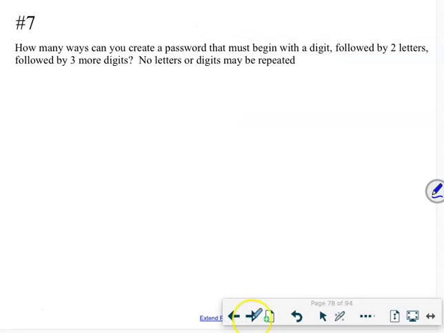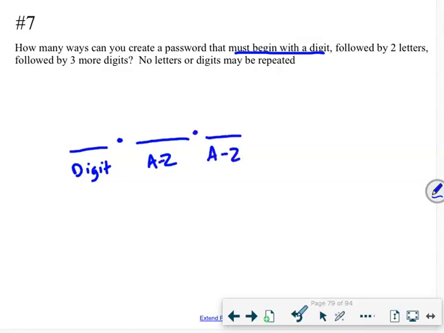That was number 6. So number 7, how many ways can you create a password that must begin with a digit? So this has to be a digit. Then it's followed by 2 letters. I'm just going to do it this way to save some time. 2 letters, followed by 3 more digits. So I'm just going to go number, number, number. Okay?